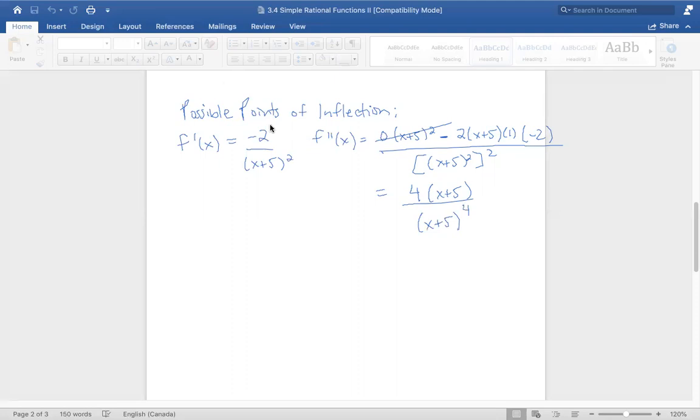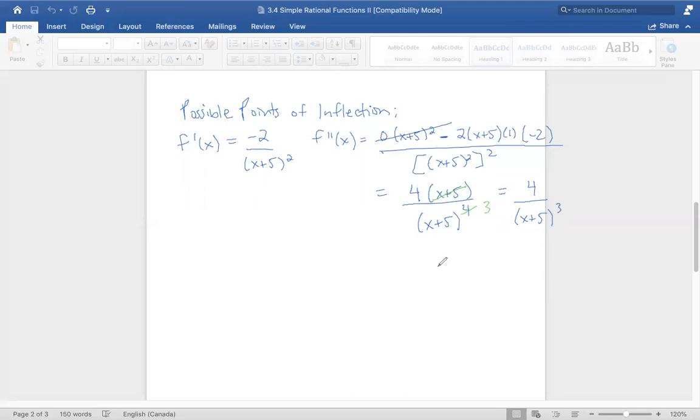Here I can see I have a similar x plus 5 and x plus 5, so I can get rid of one on the top and one on the bottom. That would turn the exponent into a cubed. Just to rewrite it again, I would have 4 over x plus 5 cubed. Not too bad, that simplified nicely. So that's our simplified form of the second derivative.